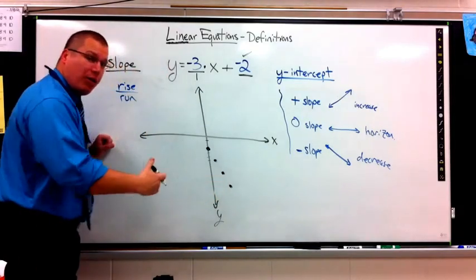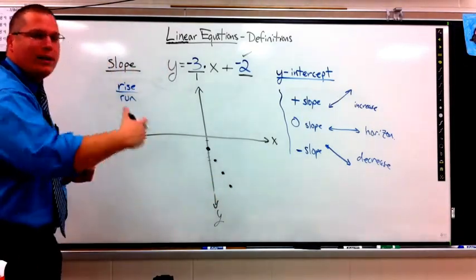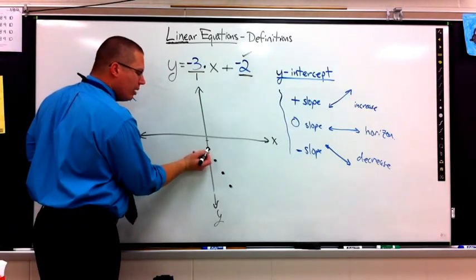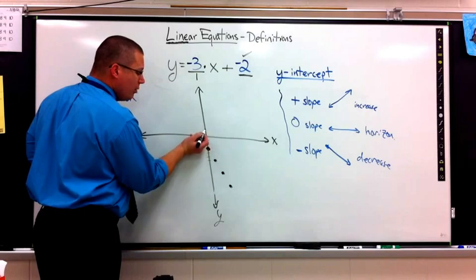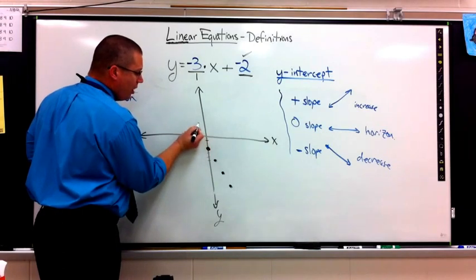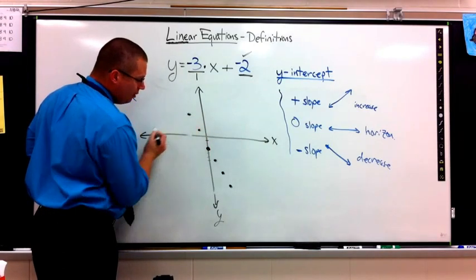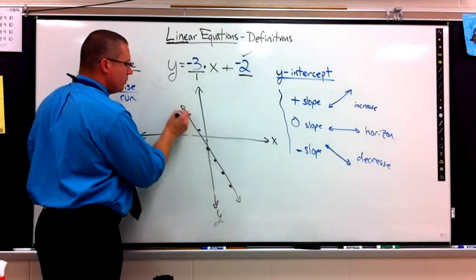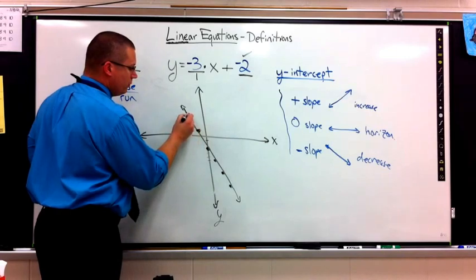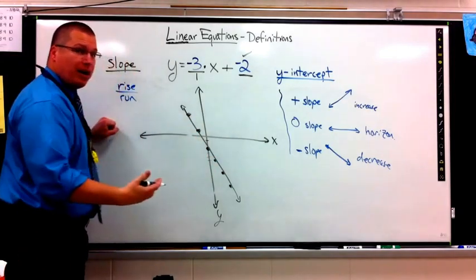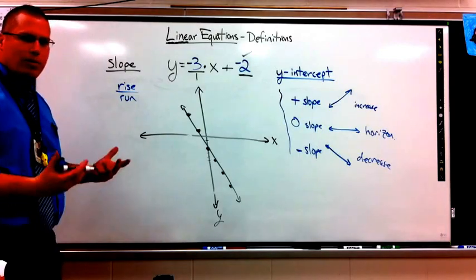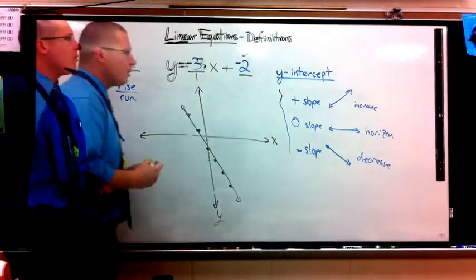How can I reverse down 3, right 1? The reverse is up 3, left 1. 1, 2, 3, 1. And what I'll end up with is a straight line. If your dots do not make a straight line, something went horribly wrong. Now you'll be using graph paper, so you'll be able to see them line up.